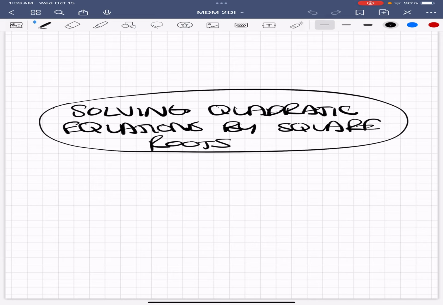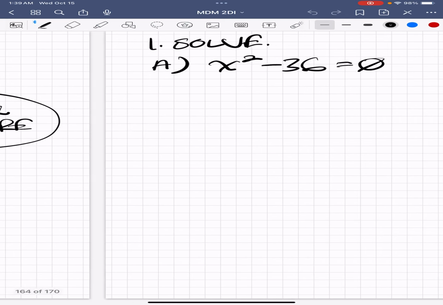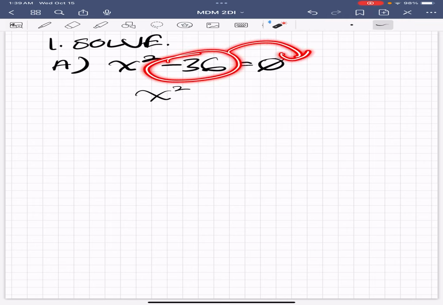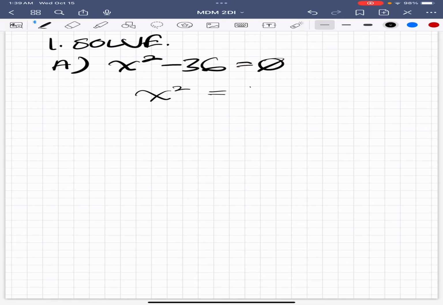Let's begin. We have x squared minus 36 equals 0. What we're going to do is take this negative 36 and bring it to the other side. Then that'll be x squared equals 36.